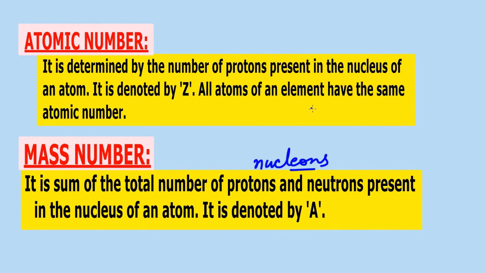In the notation for an atom, the atomic number, mass number and symbol of the element are written like this. For example, if the symbol of the atom is X, then the atomic number will be written here on the lower side and the mass number will be written here on the upper side. So this is how it is written in the notation.